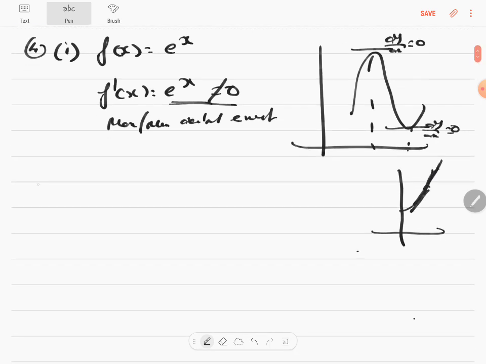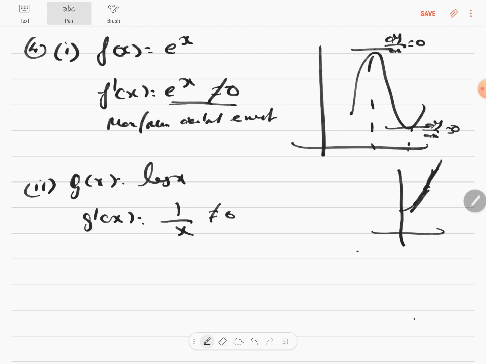Okay, so that's one. Second question is g of x is equal to log x. So again differentiate, g dash of x is equal to 1 by x, and you can never equate it to 0. How can 1 by x equal 0? So you can never find an x value. Therefore maxima or minima doesn't exist. Okay, so let's go to the next question, third question.